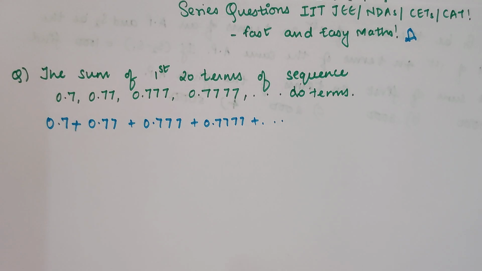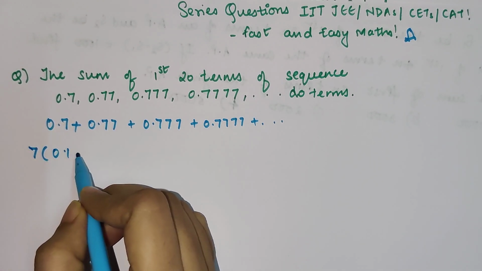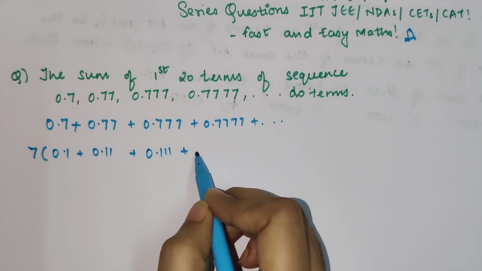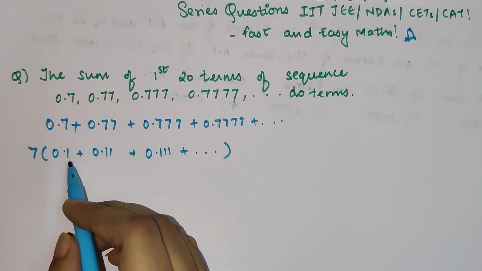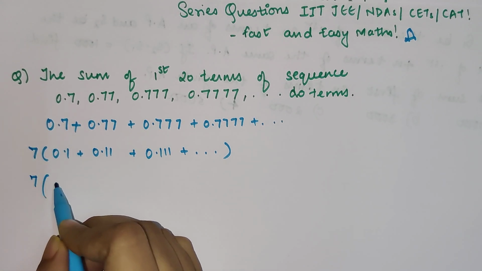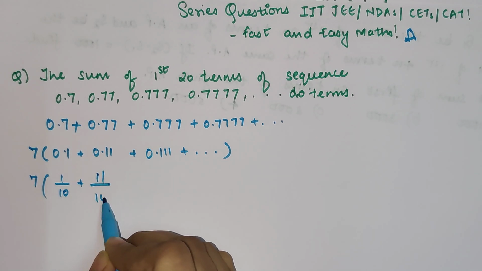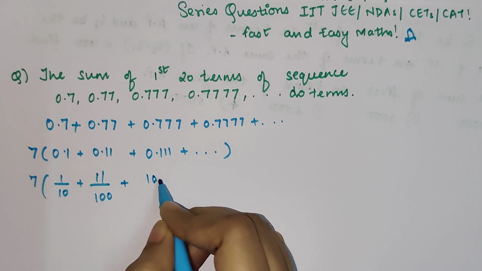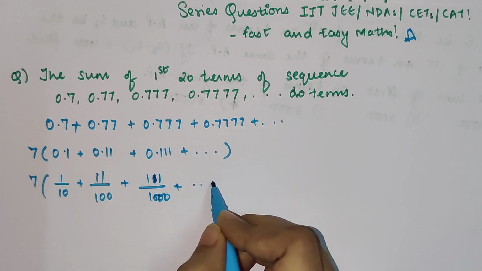See, understand, if you look at something like this and you do not know how to solve it, let's try and do something which is very basic. Let's take 7 outside. So we have 0.1 plus 0.11 plus 0.111 plus, and it will go on. Now this can be written in terms of fractions, right? We have 1 upon 10 plus 1 upon 100, then we have 111 upon 1000, and it will go on.